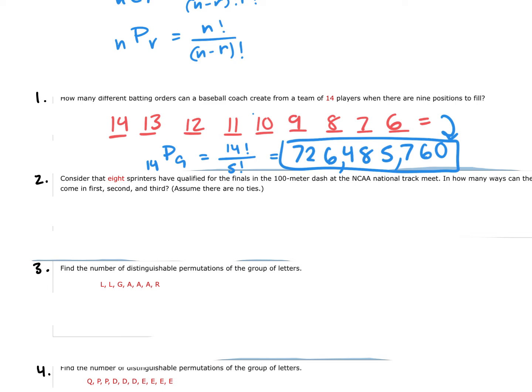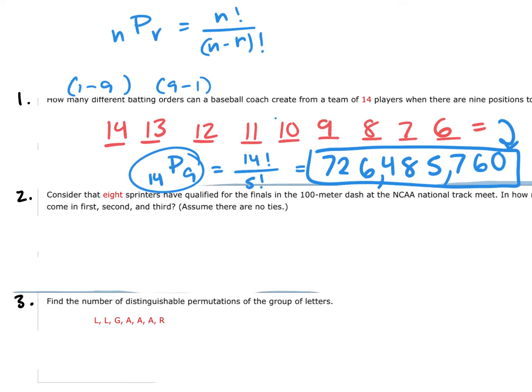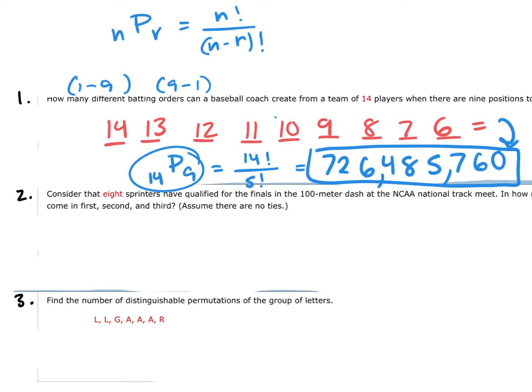Because if I had players 1 through 9 in my batting order, I could also have players 9 through 1, which would be a different batting order. Even though it's the same 9 people, the order matters because you could have players 1 through 9 or 9 through 1, and it's 2 different orders. So the order matters, that's why it's a permutation. If order didn't matter, then it would be a combination.